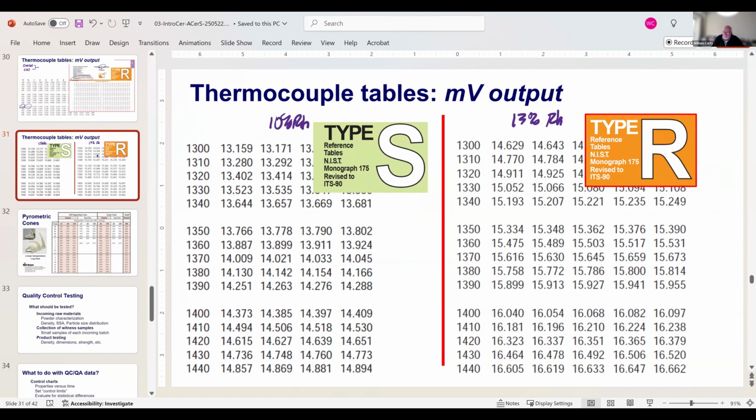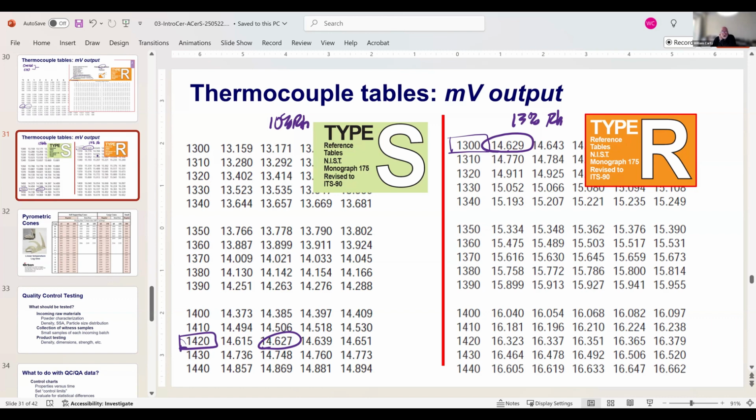Let's say I'm at 1300 degrees C with a type R thermocouple, and I measure 14.629. But let's say my controller thinks that I have a type S thermocouple. So you can come down here and say, here's 14.627. That's pretty close enough. So it thinks it's a type S thermocouple, but it's actually a type R thermocouple. So I think it's 1420. This is 1421. Okay, let's just say 1420, where actually the furnace is at 1300.